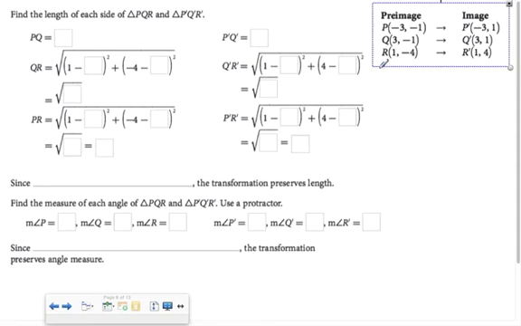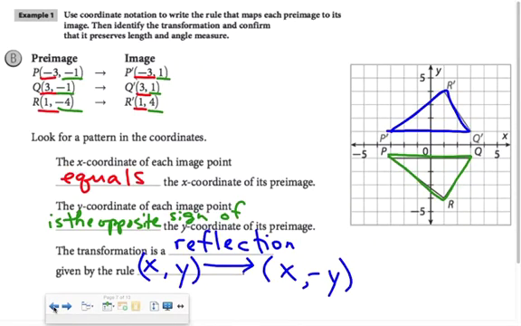For PQ and P prime Q prime, however, if we look at the diagram, I'd hope that you'd notice that using the distance formula isn't necessary. Those are horizontal segments, so we can just count the spaces. PQ is 1, 2, 3, 4, 5, 6. And P prime Q prime is also 6.